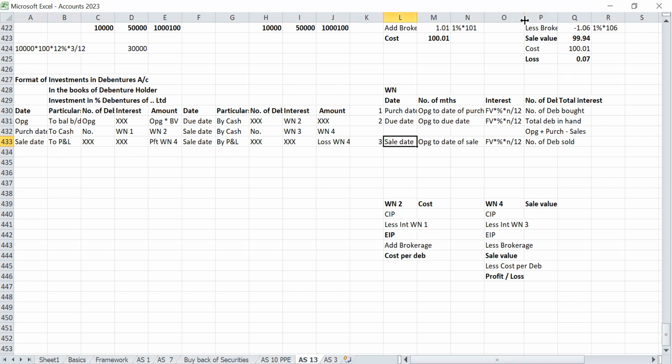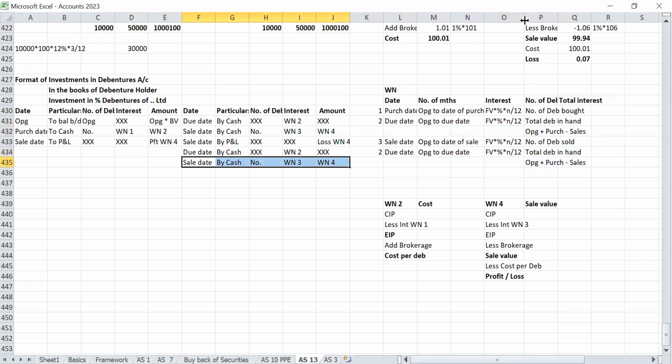Then again the due date will come. On this due date, you have to repeat this. On the due date, working note number 5: opening to due date. Opening means the last payment date, the last due date, to this due date.